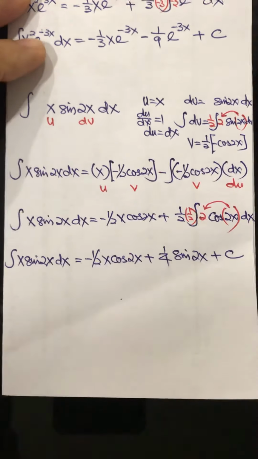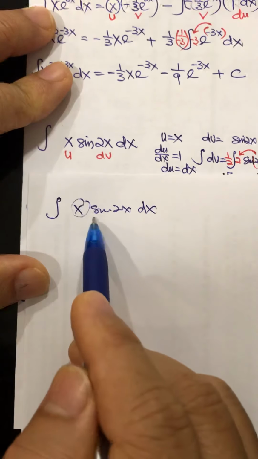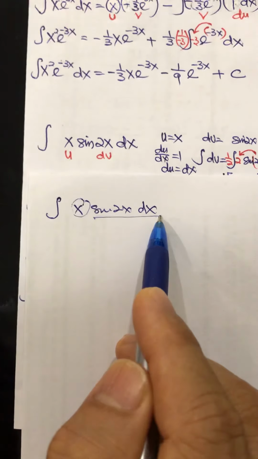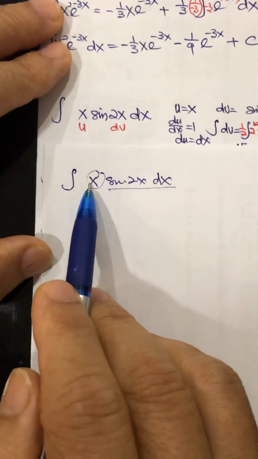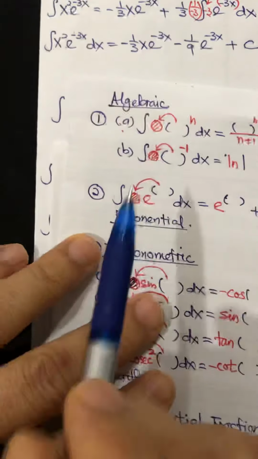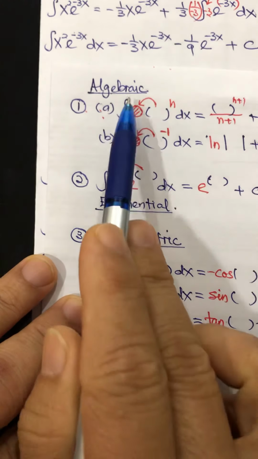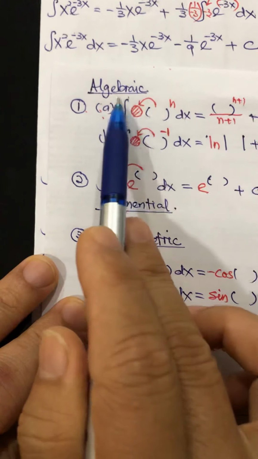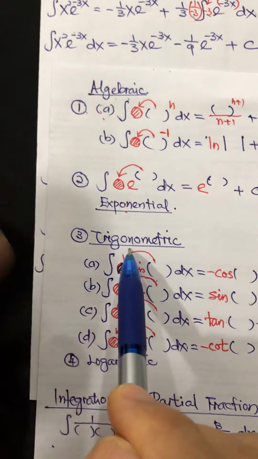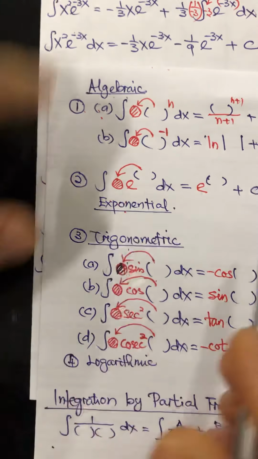Why do we use integration by parts? Because this is algebraic, this is trigonometry. Just now was exponential, now I show you trigonometry. That is this one. It's a combination of algebraic and trigonometry. So just now I showed you algebraic, exponential, now I show you algebraic, trigonometry. Later I will show you exponential, trigonometry. So it's like that, it's a combination.